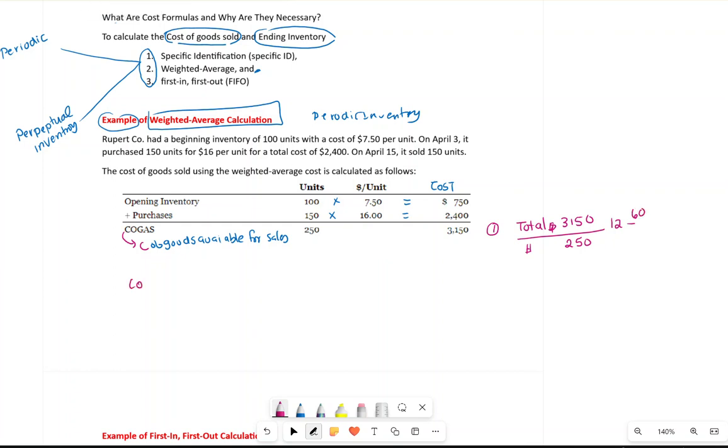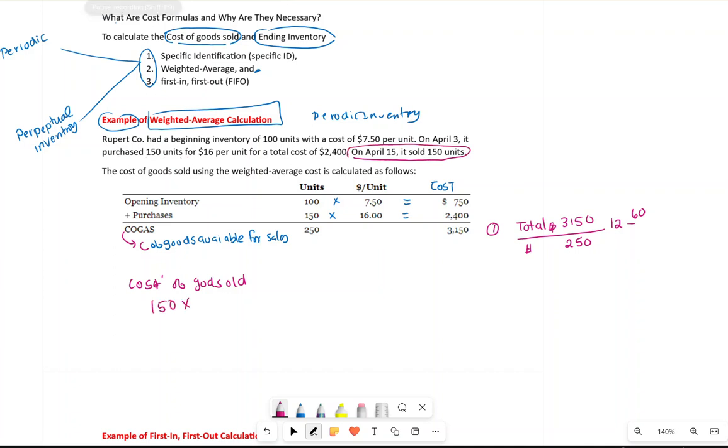When you do cost of goods sold, how many units did we sell? In this case, on April 3rd, it purchased 150 units for $16, and the unit cost was 24. On April 15, we sold 150 units.